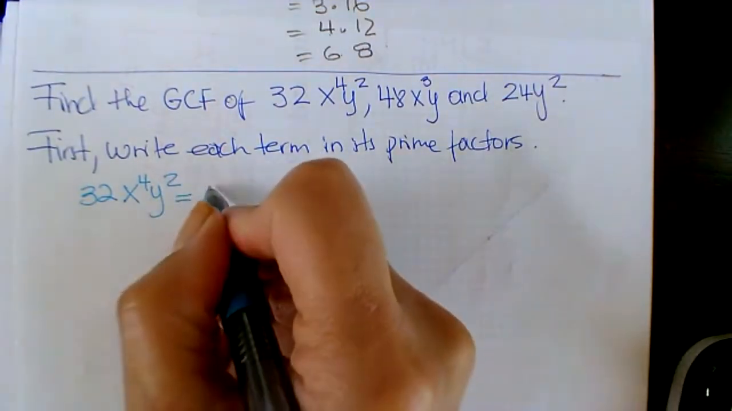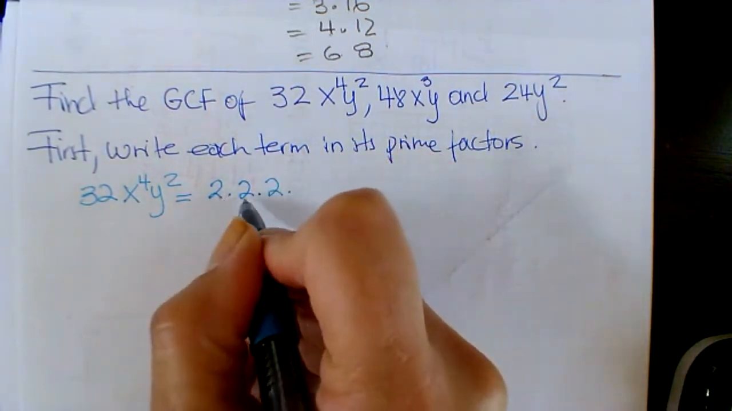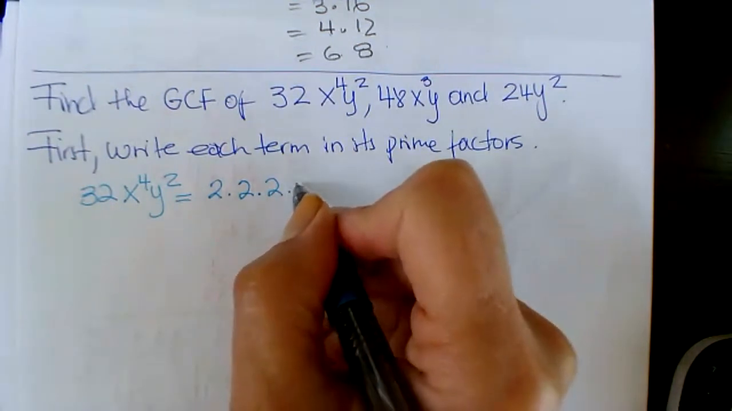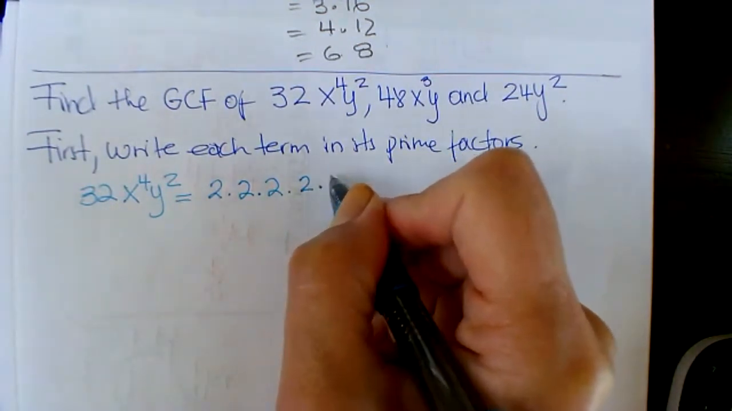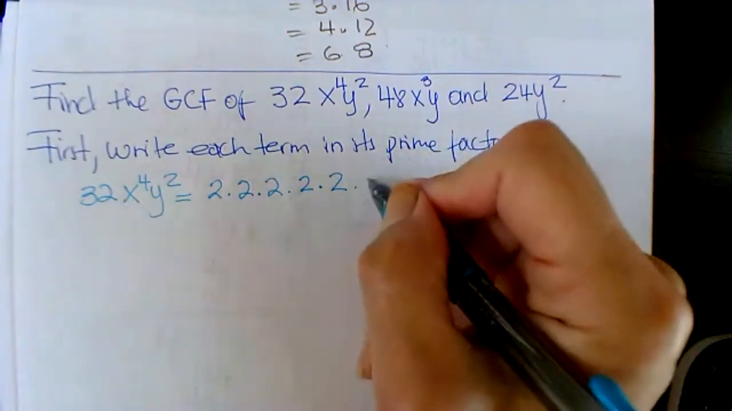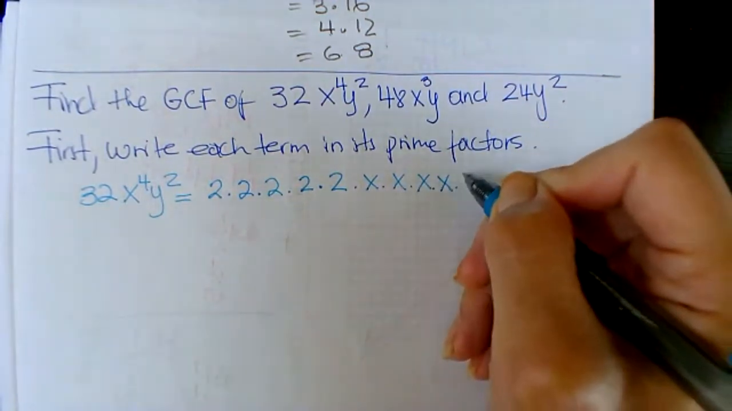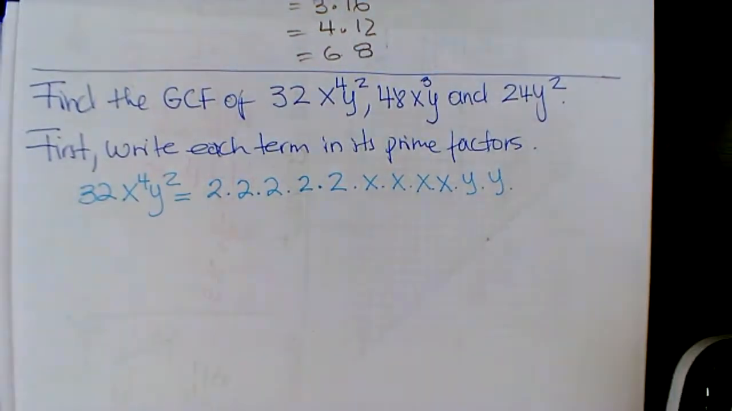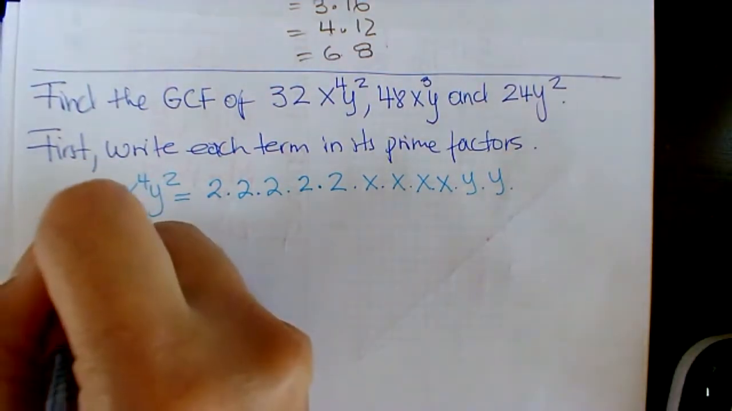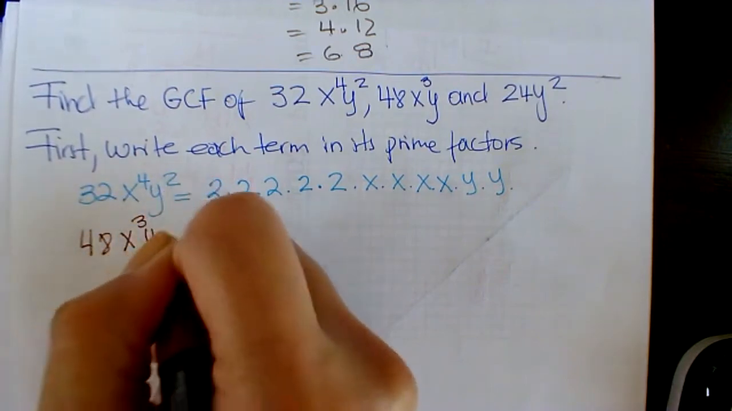Okay, so we know that 32 is going to be 2 times 2 times 2. 2 times 2 is 4, 4 times 2 is 8, 8 times 2 is 16, and 16 times 2. So it's going to be 2 to the fifth power. I have x to the fourth, and y to the second. Now, let's do the next one. 48, x to the third, and y.